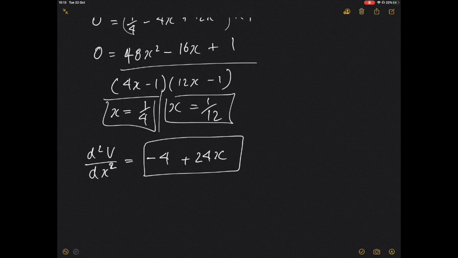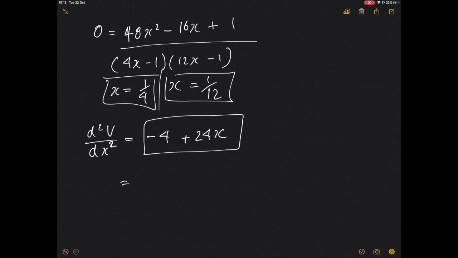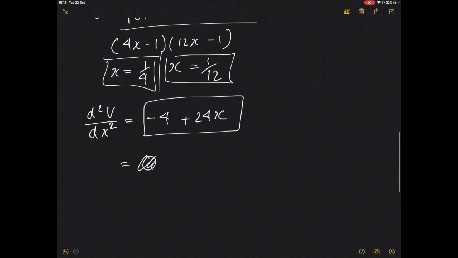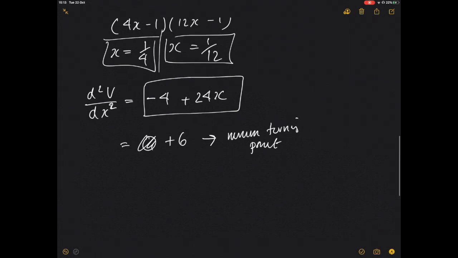So what we can see is if we put in our a quarter, we would say that that would be minus 4 plus 4, which equals 0, which is the quarter times by 4, which is 12 and 6. It would be 4, 4, 8, 12, 16, 24. No, it wouldn't be. It'd be 12. It would be 6, which would be positive 6. So that would be a minimum turning point. So that can't be right because we want to find a maximum turning point.